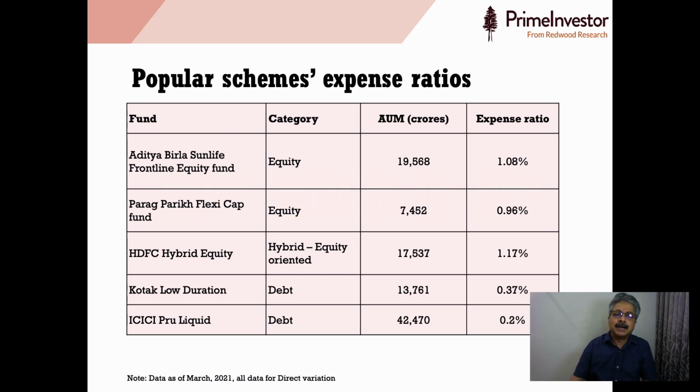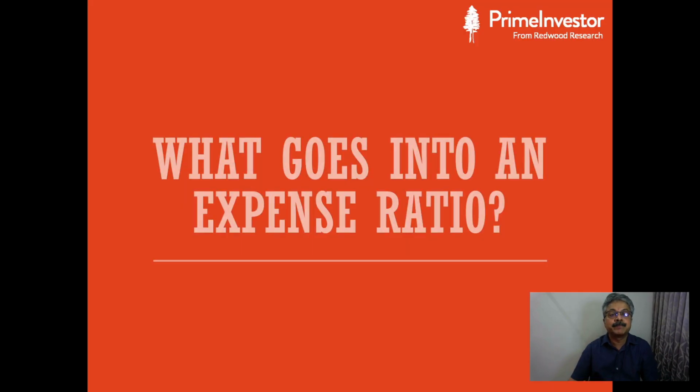These are some of the expense ratios for some of the popular schemes out there. You can see that HDFC Hybrid Equity Fund is a very popular scheme with about 17,000 crores of AUM, and has a 1.17% expense ratio. These are for the direct variations. We'll talk about that pretty soon. But these expense ratios that we are talking about here are for the direct plans of the mutual funds.